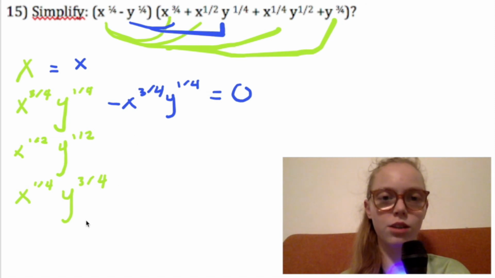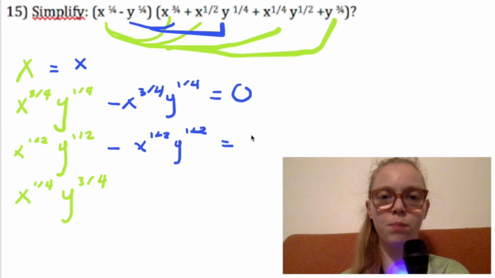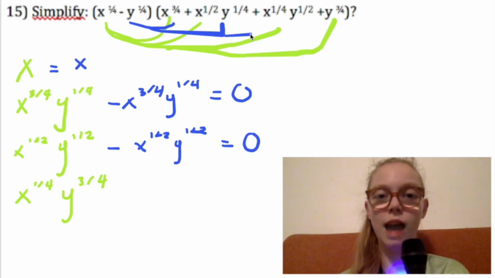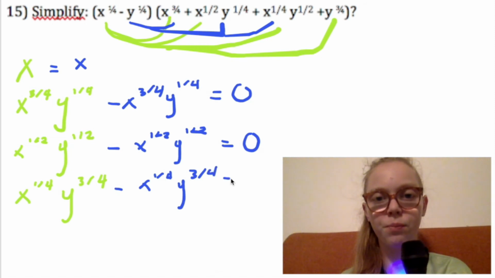Let's move into the next term. Again, we're just subtracting x to the 1/2, y to the 1/2. Since we have a positive and a negative one of those terms, they sum to equal 0. And then the same thing is going to happen for the next term. Again, we have a positive and a negative, x to the 1/4, y to the 3/4. And so that is going to equal 0.